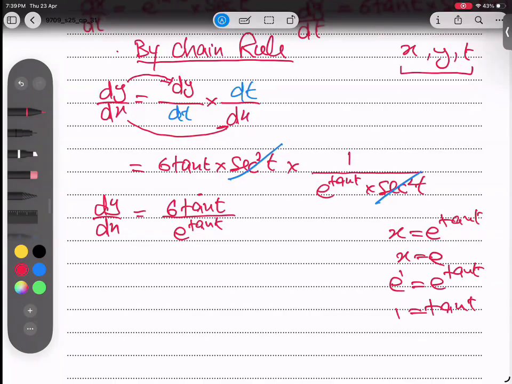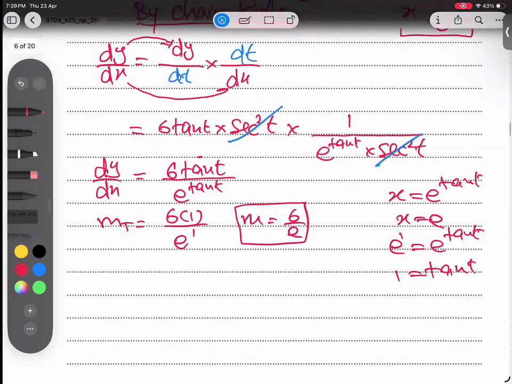And when I take tan inverse, why do I take tan inverse? Is tan t matching? Yes, match. I can replace both tan t by 1. So this is the gradient of the tangent. I'm replacing tan t by 1 and e to the power 1. So the gradient becomes 6 by e. This is done.